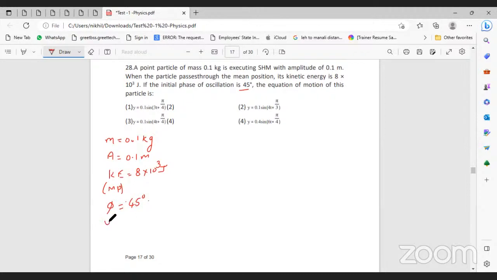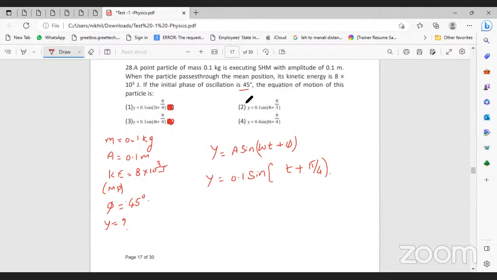They're asking you to write the equation now. It is very simple, students. You know that y is equal to a sine of omega t plus the initial phase. This is the general equation. The amplitude is 0.1, so 0.1 sine, but we don't know omega. We'll keep it as it is, t plus the phase angle, 45 degree, so you can write pi by 4.